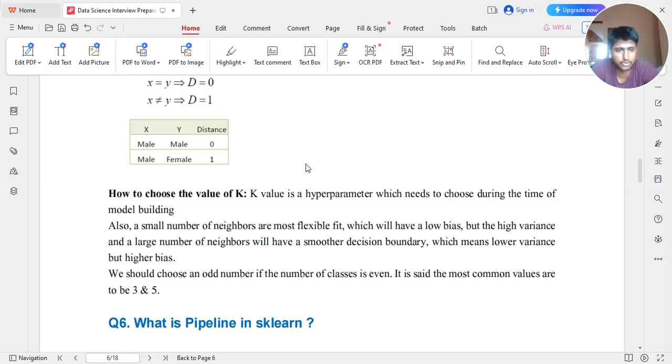They will be asking how to choose the value of k. K is a hyperparameter which needs to be chosen during model building. A small number of neighbors gives the most flexible fit, which will have low bias but high variance. A large number of neighbors will have a smooth decision boundary, which means lower variance but higher bias. We should choose an odd number when the number of classes is even.